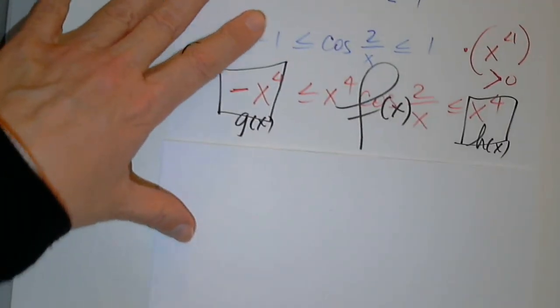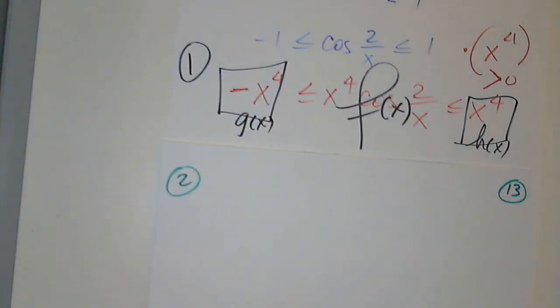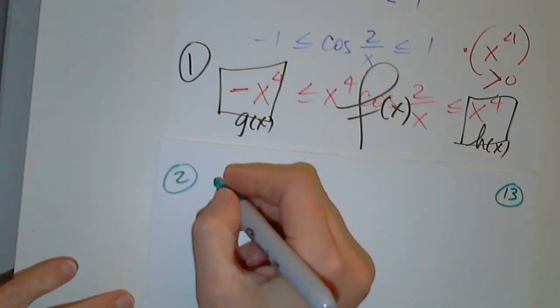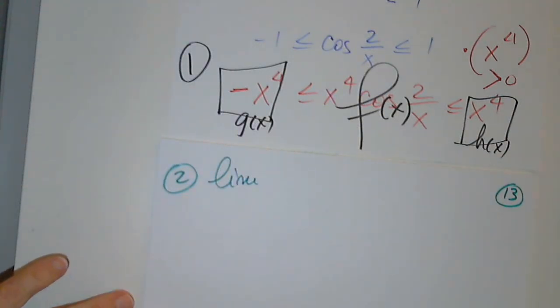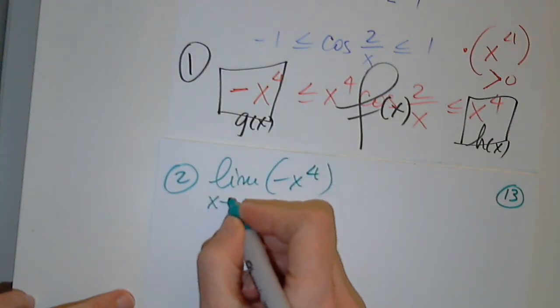Now I have to show the second step, or the second hypothesis. What is the second hypothesis? If this doesn't work, then I'll say the squeeze theorem is not applicable here. I can't draw a conclusion. I can't apply it. The limit of f of x has to be equal to... So I have to find the limit from g of x, yes, negative x to the fourth when x approaches 0.